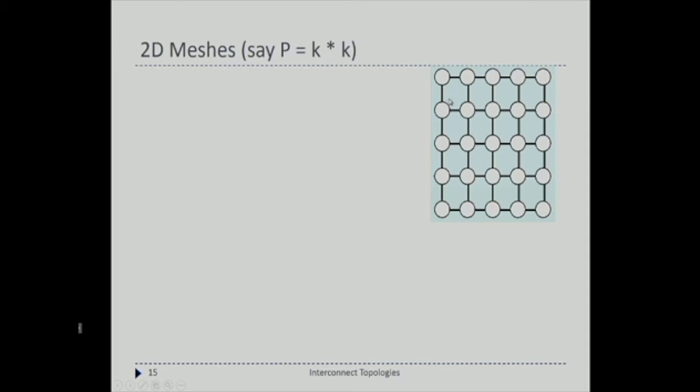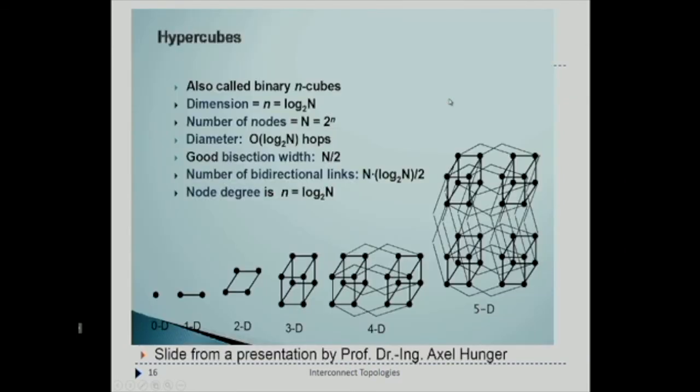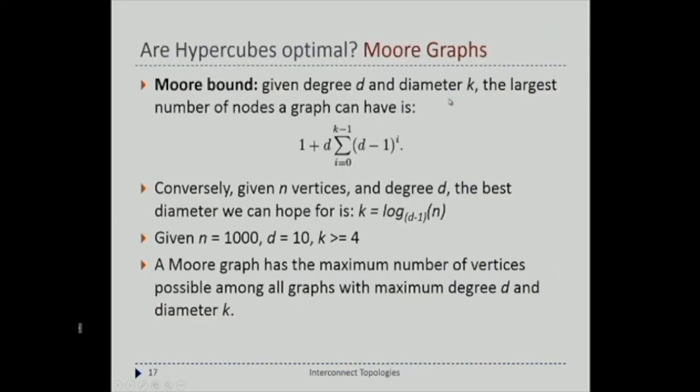So I think it's a good exercise to try these things for a two-dimensional mesh. The degree is 4, and you can see what the average distances are and so on. But I want to show you one other thing and then stop. Actually, maybe I should stop here. Okay, let's just stop here. I'll talk about Moore graph next time.